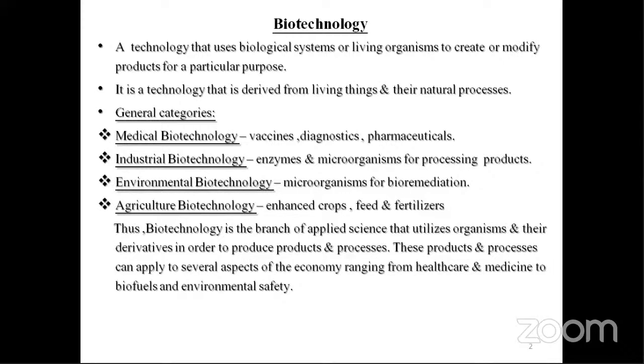Biotechnology is the branch of applied science that utilizes organisms and their derivatives in order to produce products and processes. A very important definition which includes all the things, students. I repeat, biotechnology is the branch of applied science that utilizes organisms and their derivatives in order to produce products and processes. These products and processes can apply to several aspects of the economy, ranging from healthcare and medicine to biofuels and environmental safety. Let's see how.